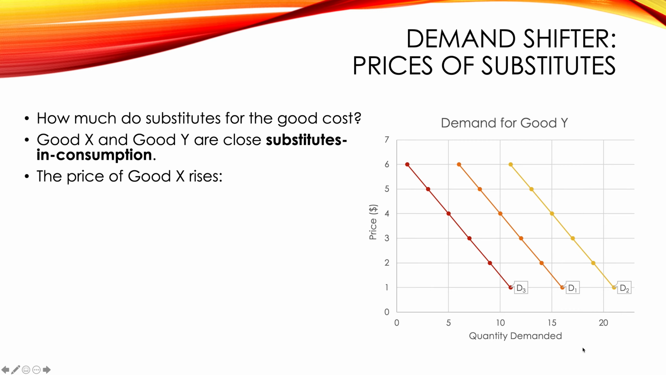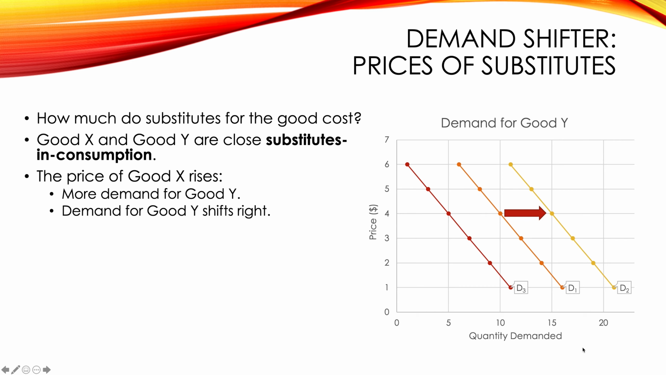What are consumers going to do in response? Well, they don't want as much of good X anymore. The quantity demanded of good X is going to decrease, and people are going to jump ship and go buy a substitute for good X. What's the substitute for good X? Good Y. So if the price of good X increases, the demand for good Y is going to shift to the right. The price of good Y never actually changes. It was the price of good X that changed, but that is going to shift the entire demand curve for good Y.